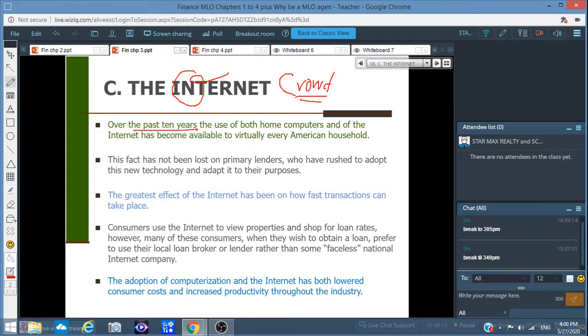Okay? Past 10 years, right? A lot of people have home computers. But right now, it's still in its infancy, right? So the great affair of the internet has not been how fast transactions can take place. So eventually, there may be xloan.com, right? They will take over the whole industry, right? So, we don't know. Through the internet, a lot of things could happen, as long as you do like a member base, right?